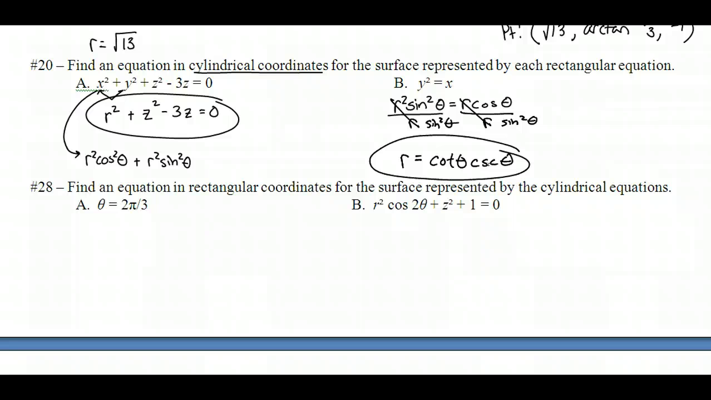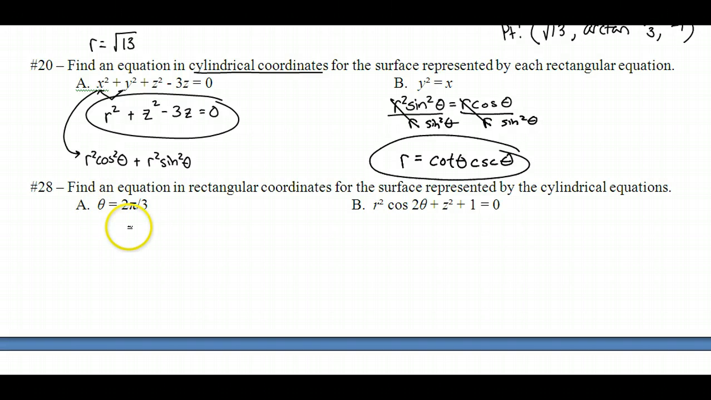And the last one now: find an equation in rectangular coordinates. Rectangular obviously means that we just want x, y, and z, and we've been given cylindrical equations. For the first one, when we have just theta given to us, we know that we like to use the trig function tangent, and that can help us evaluate and figure out what theta is here.